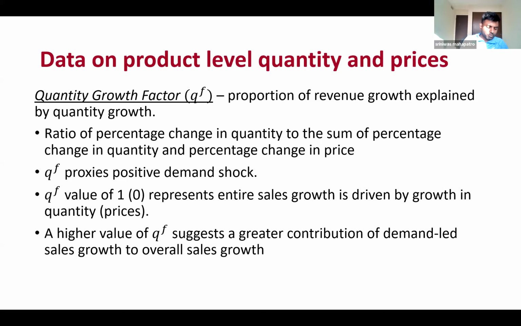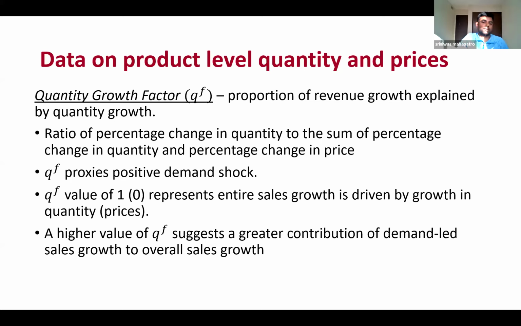Right. So the 0 and 1 are the extreme cases, but simultaneously we checked cases where prices have declined and quantity has increased. Even in that case, say the percentage change in quantity went up, but the percentage change in prices went down, which goes into the denominator. So it will not turn out as a perfect one. The perfect one is when the sales growth is driven by growth in quantity.